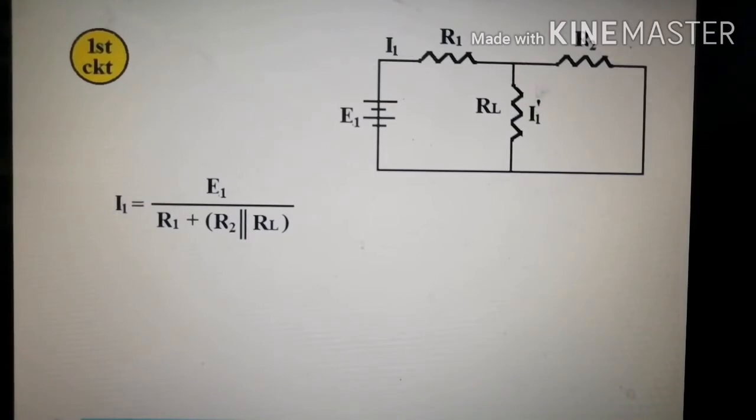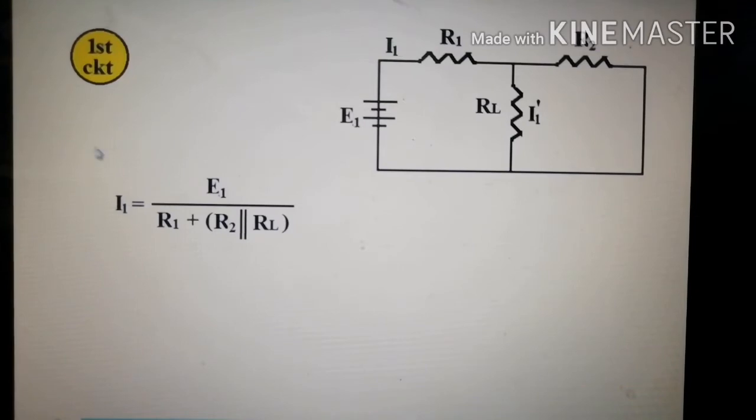These two resistances are in parallel, and the parallel combination of these two resistances is in series with R1. That's why it is written over here R1 plus the parallel combination of R2 and RL. With the help of this equation, we can calculate the value of I1.